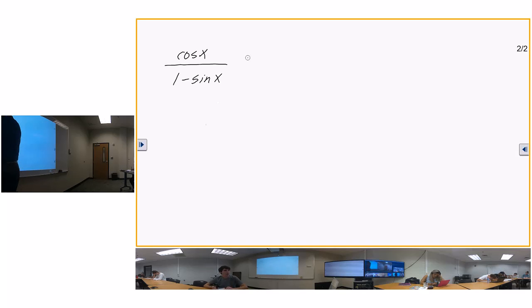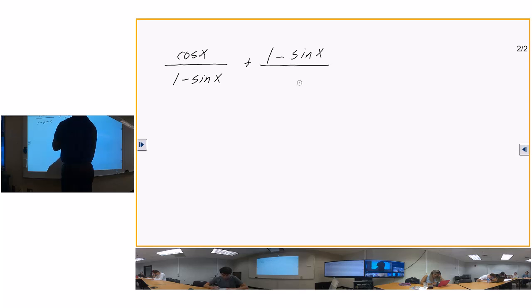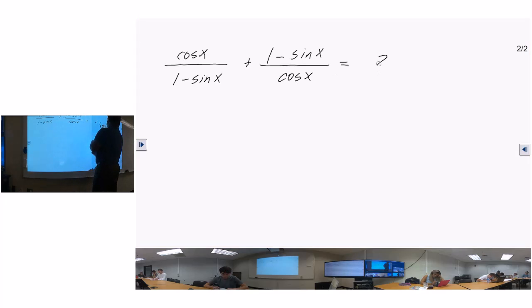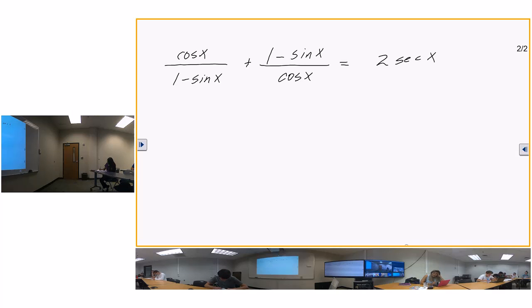Cosine of x over 1 minus the sine of x plus 1 minus the sine of x over cosine of x is equal to 2 secant of x. Again, the conjugate is kind of putting the flag up.